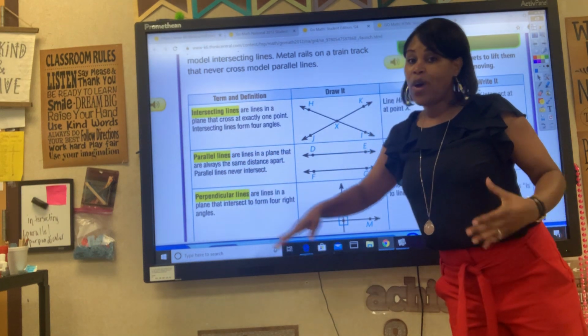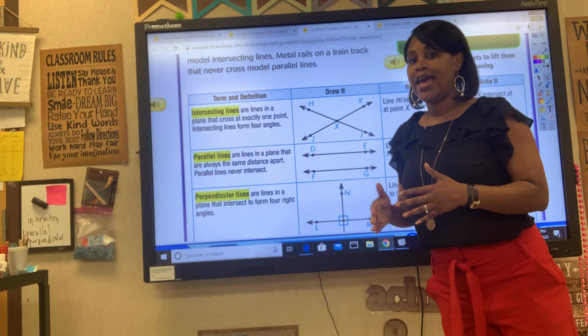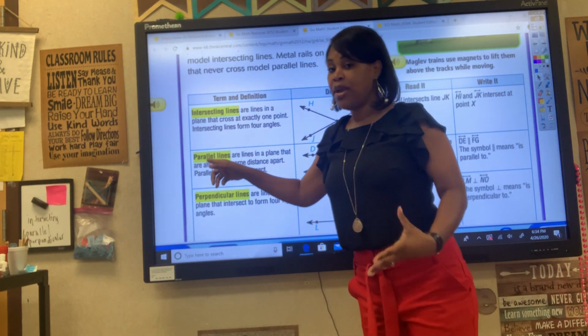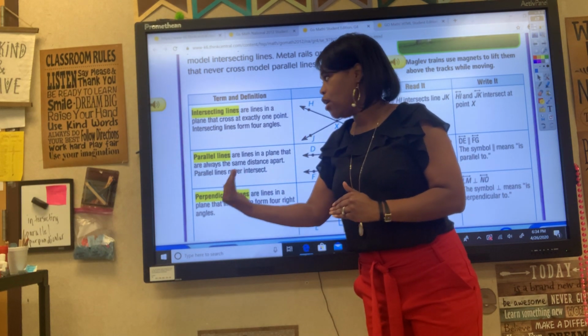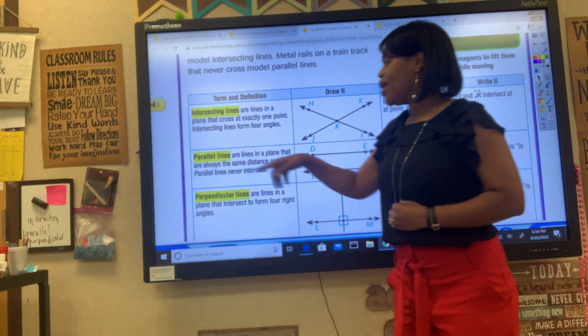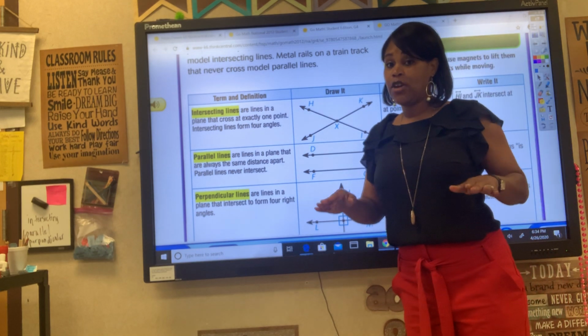Parallel lines, the way I can remember parallel lines is to think about parallel lines as a pair of L's, okay? You have 2 L's in parallel. It says a parallel or pair of L's. Parallel lines are lines in a plane that are always the same distance apart. Parallel lines never intersect.